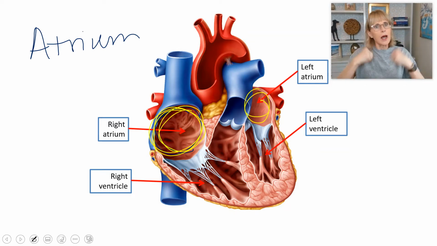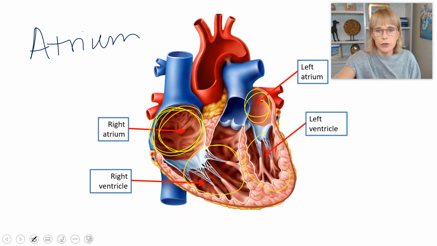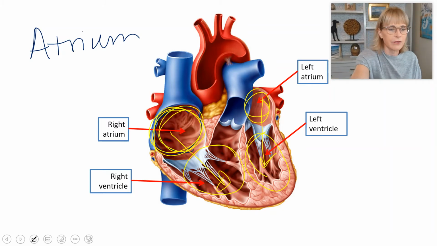And when they contract, when they are in systole, they fill up the ventricles, okay? And the ventricles are the lower chambers of the heart. They look bigger and they are much stronger when they contract. The right atrium pumps into the right ventricle. The left atrium pumps into the left ventricle.